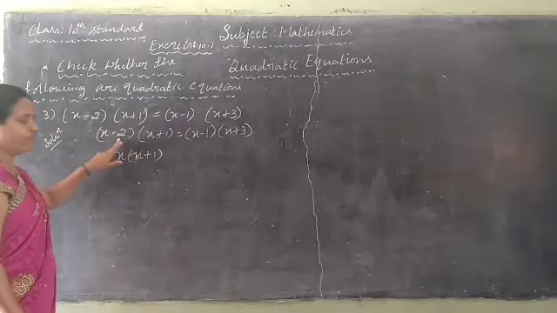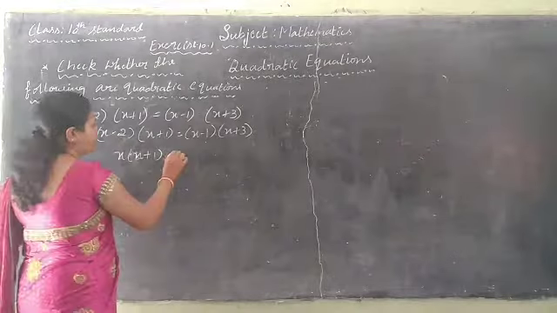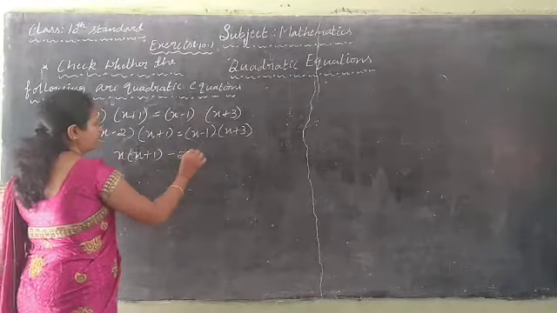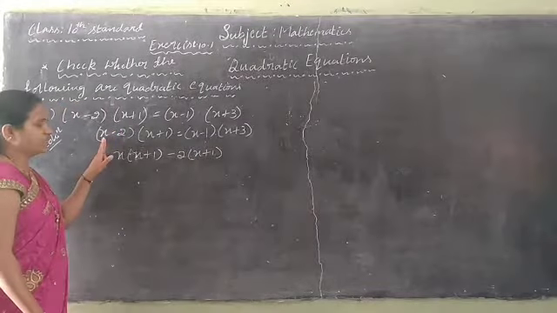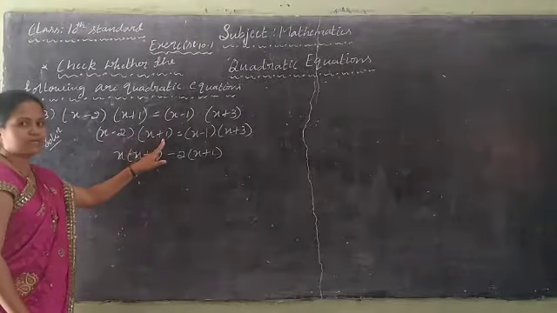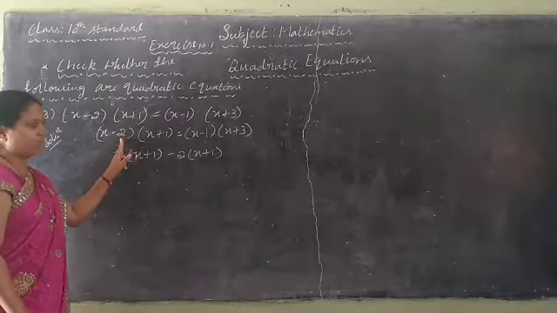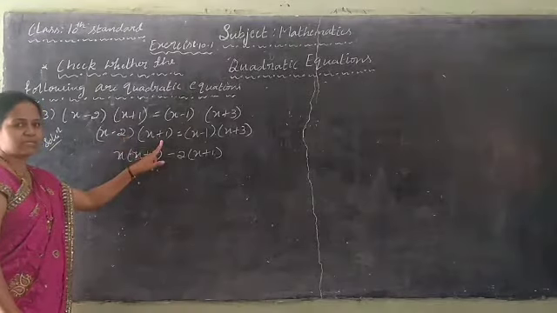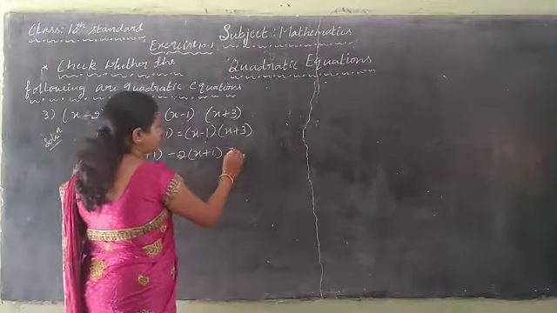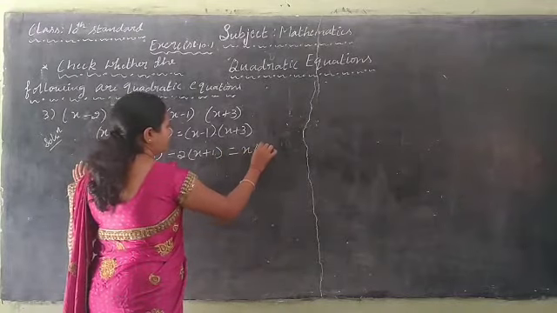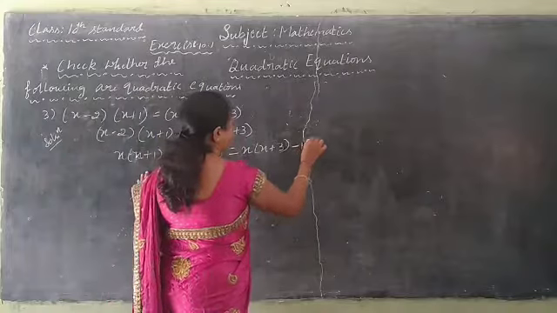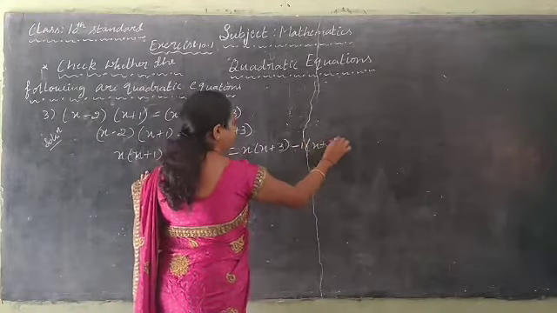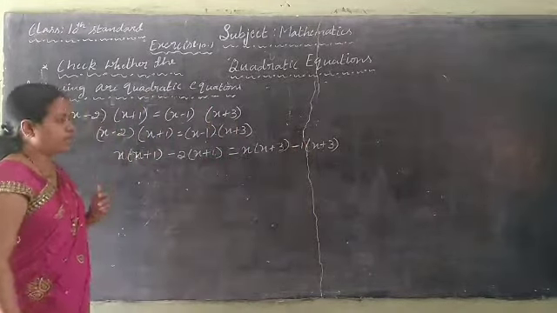Right. In the same way, take the second term, minus 2 into x plus 1. Got it? So we have to take the first term and multiply for x plus 1. In the same way, minus 2 and multiply for x plus 1. Next, here also x into x plus 3 minus 1 into x plus 3. Right, now go on multiplying.